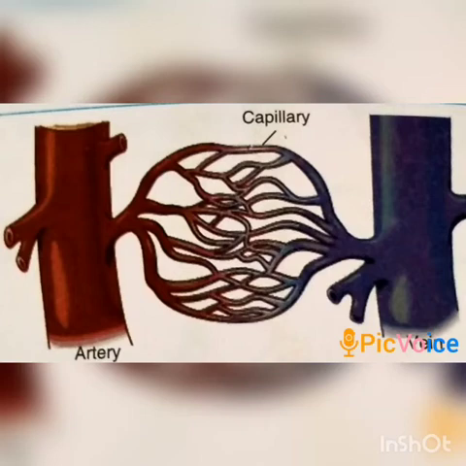Veins carry the oxygen deficient and carbon dioxide rich blood back to the heart. Veins have thinner walls than the arteries as the blood flows through them at a lower pressure. Veins have valves that stop the backflow of blood, hence blood flows in one direction only, that is towards the heart.